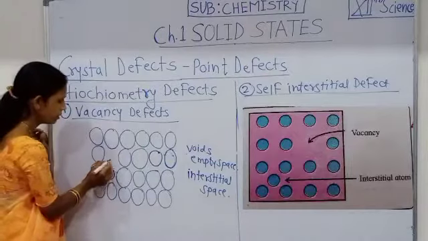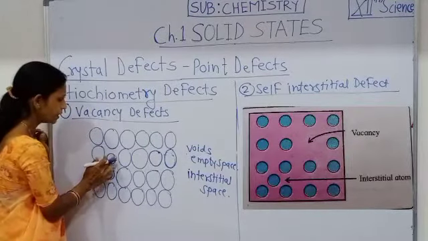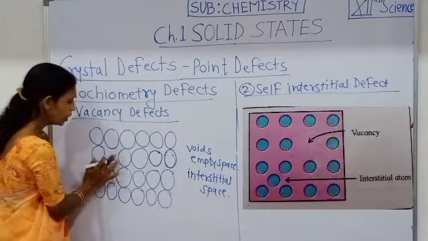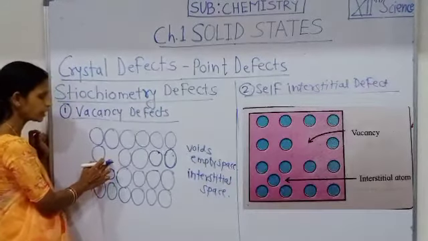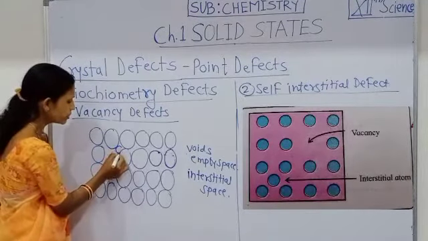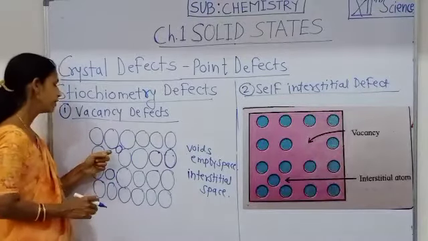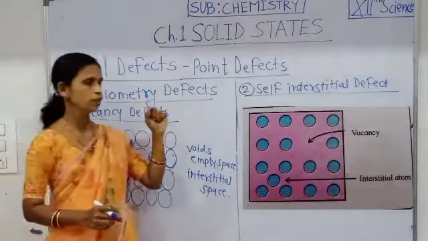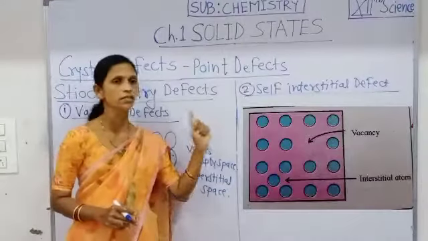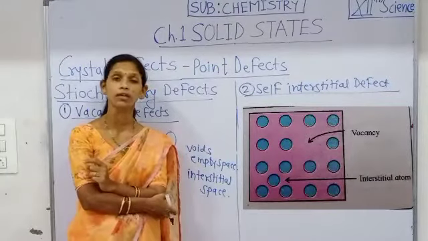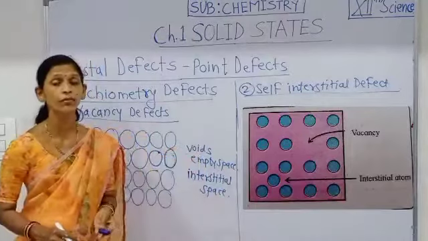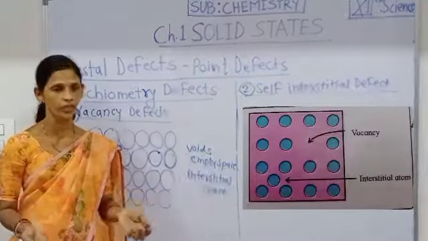That means, see here, that particle which is present here leaves its regular site and occupies the interstitial space, and that type of defect is called self-interstitial defect. This type of defect takes place in two ways.